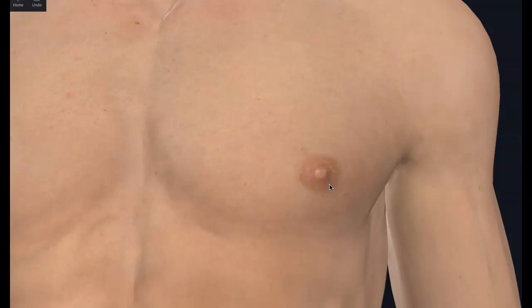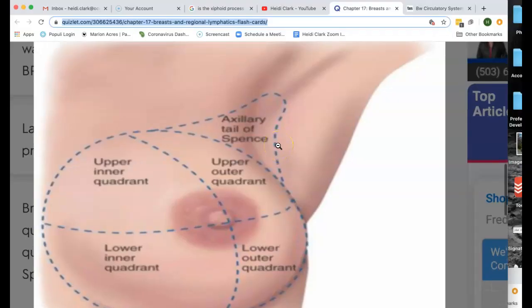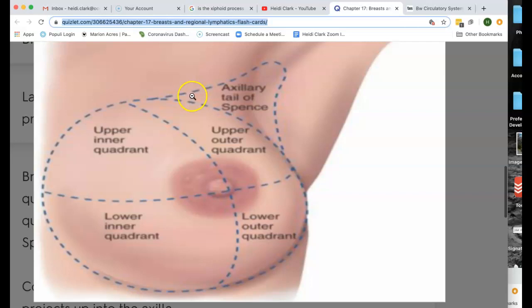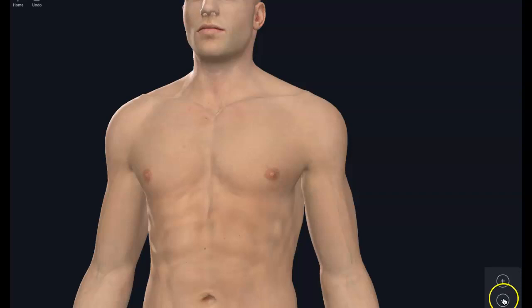This is looking at a biologically male breast. I'm going to show you another picture. Okay, so this is a more biologically female breast. It's divided into quadrants. And the next thing we have to notice is something that's called the axillary tail of the breast tissue that extends superiorly and laterally from the anterior chest wall into the axilla, or armpit. So this is really important to remember, is that the breast tissue actually extends up into the armpit. Okay, so that was breast tissue.